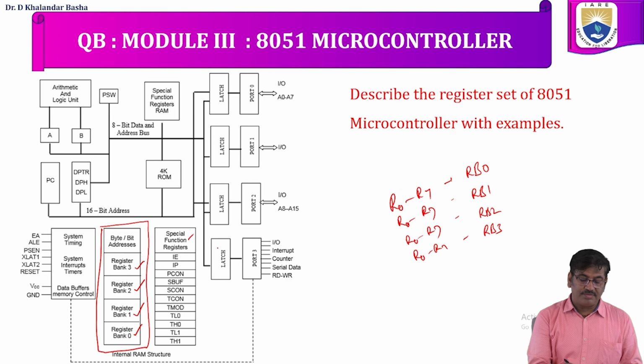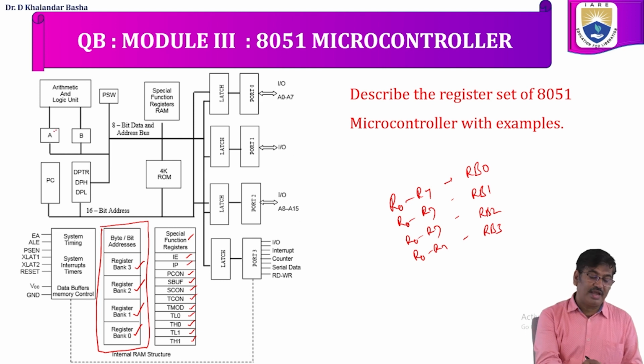Apart from that, we have some special function registers like IE. IE stands for interrupt enable, IP register, interrupt priority, PCON, power control register, SBUF, serial buffer, SCON, serial controller, TCON, timer controller register, TMOD, timer mode register, TL0, TH0. These are registers for timer 0, for timer 1, TL1 and TH1. These are the various registers we are having in 8051.